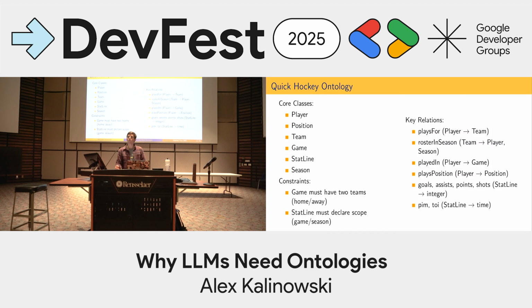And then we define the key relations. So player plays for team. A team has a player in a season, and that defines their roster. A player played in a game. So a lot of these seem pretty obvious in the way that we talk and share language. But the problem is, how do you translate that to something machine readable?